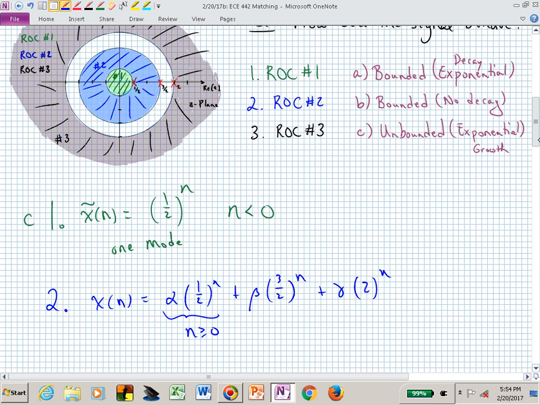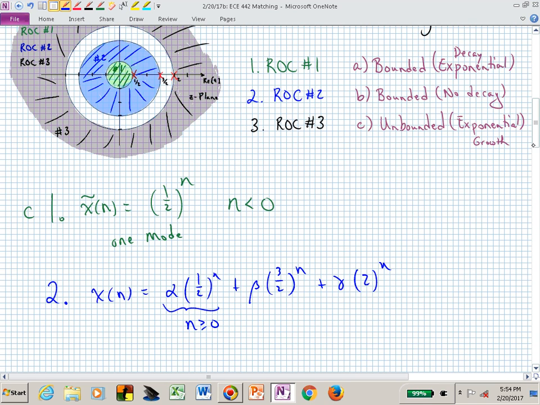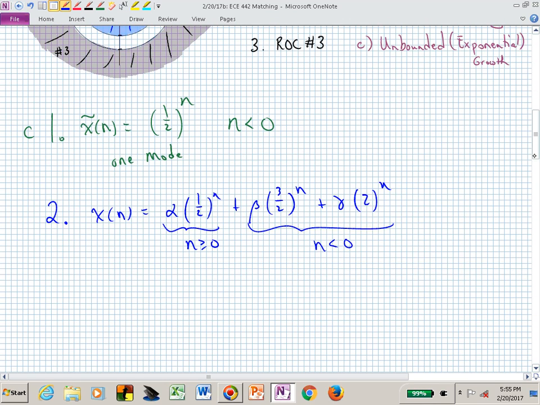What about the other two modes? Where are they, or where's the region of convergence relative to the other two modes? They're left-sided, aren't they? So these two are defined for n less than 0. So now we have 1/2 downstairs raised to higher and higher powers. That seems to be shrinking. And 2 downstairs raised to higher and higher powers. That's also shrinking. Which means, what's this doing relative to behavior?